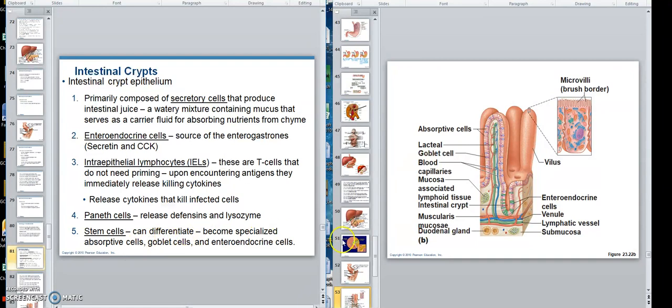Stem cells can regenerate, because these cells are being constantly flaked off. So remember now, you need a lot of what? Immune action there, because you're bringing in food, and food is dirty. Even though it's gone through the stomach, some of the bacteria may have not been burned up in the acid, because the acid didn't get to them. So again, primarily secretory cells that produce intestinal juice.